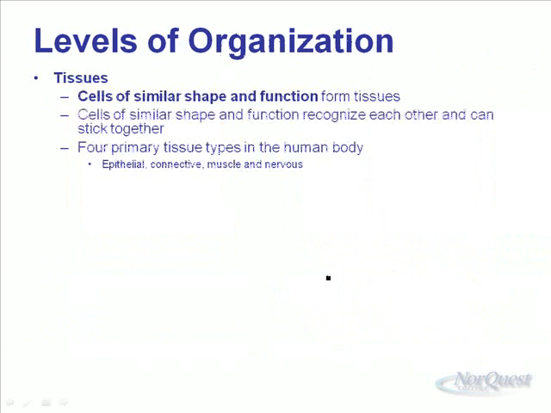When we talk about the human body, we're going to be talking about it at different levels of organization, and this goes back to this whole idea of classification. Depending on what part of the human body we're looking at, we're going to talk about different aspects of it. For example, we can talk about tissues. Tissues are cells of similar shape and function. They do the same thing and they look the same.